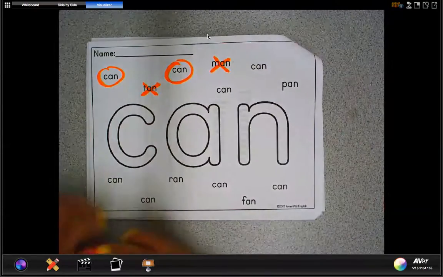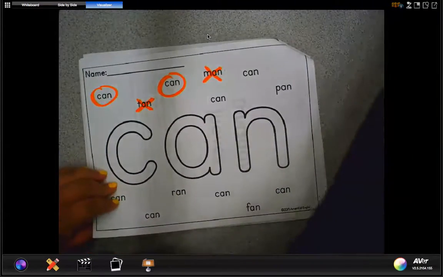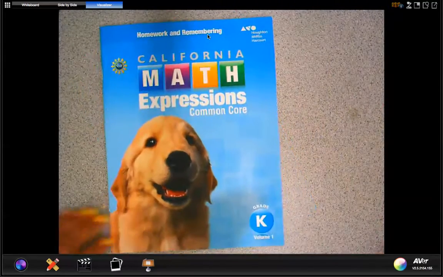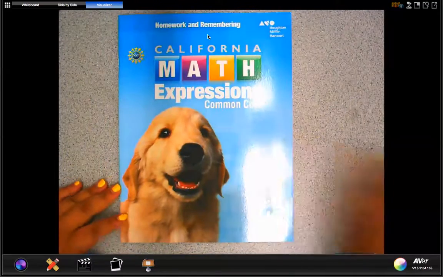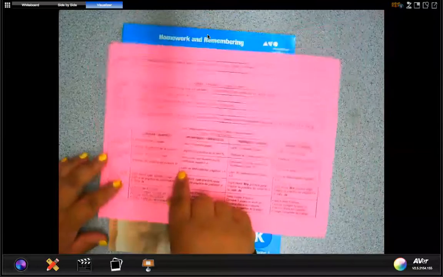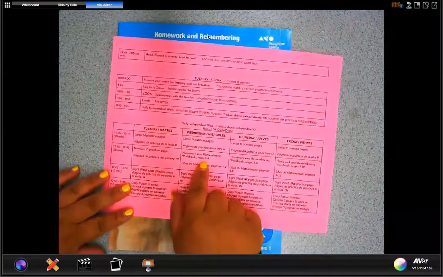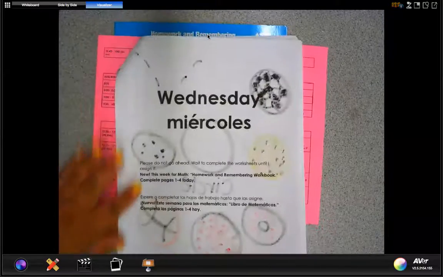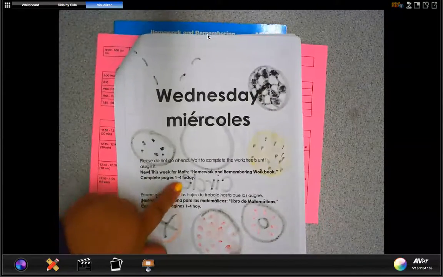Okay, and now we'll go to our workbook. A couple things about our workbook. You're not going to do the whole thing. I already showed you. You can look for the pages you have to do on here, pages 1 through 4, or at the beginning of each day in your homework packet. The one that says Wednesday, right here.